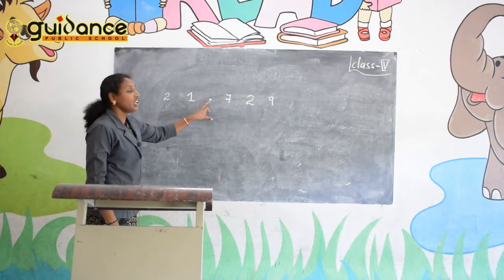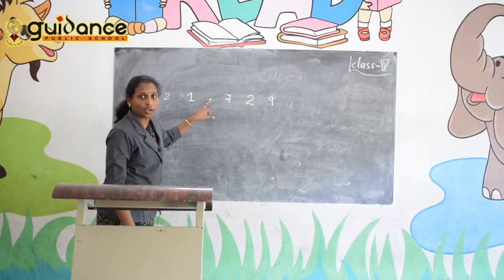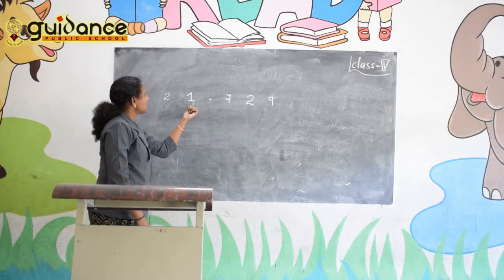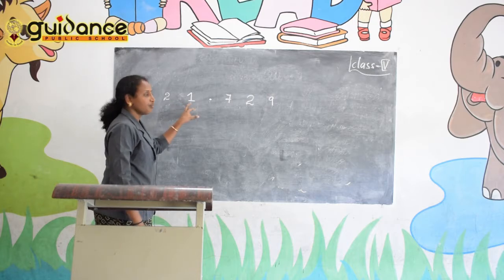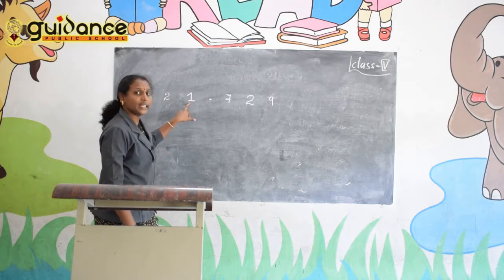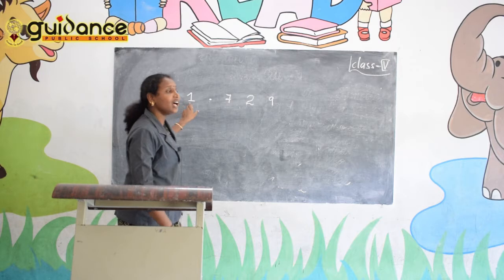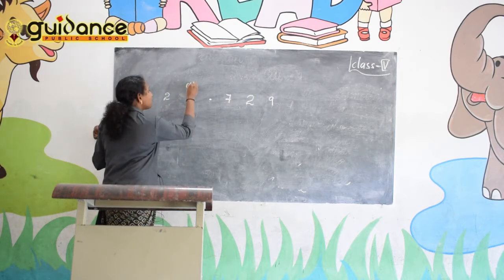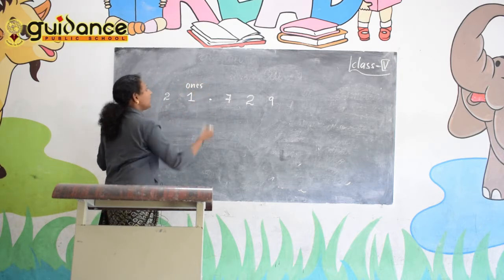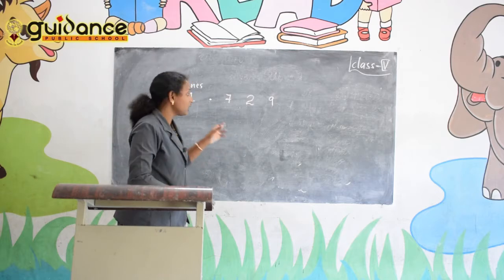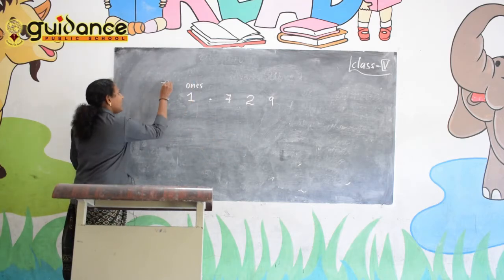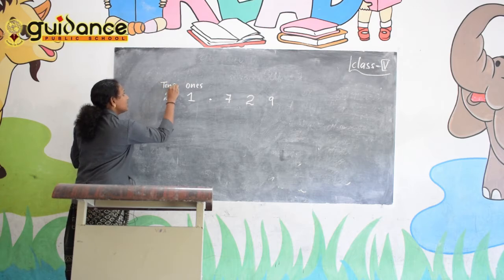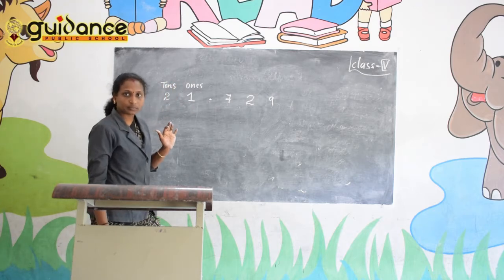Okay, I told you this is the decimal point. So before the decimal point, the digit 1 is there. This is the ones place. And what about this 2? This is the tens place.